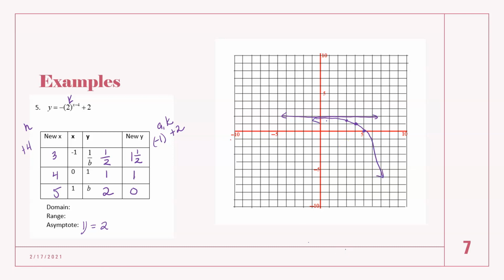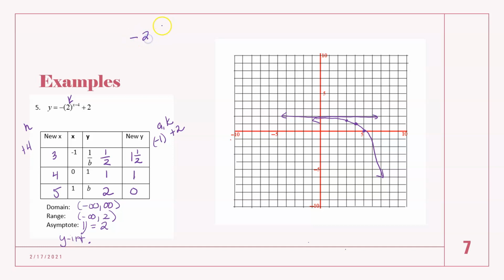So this, curve it around like that. There you go. Domain, again, -infinity, infinity. My range is -infinity, 2. And remember, those are still parentheses because you're not going to touch it. And then the y-intercept. Let's see how we get that. We're going to plug in 0 for x.